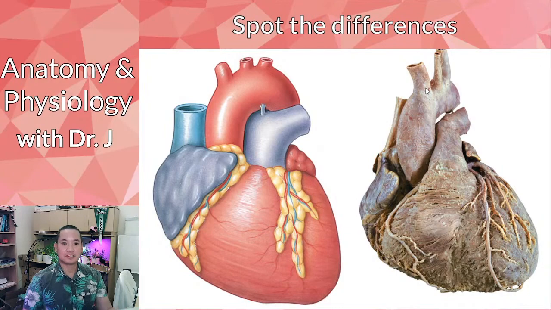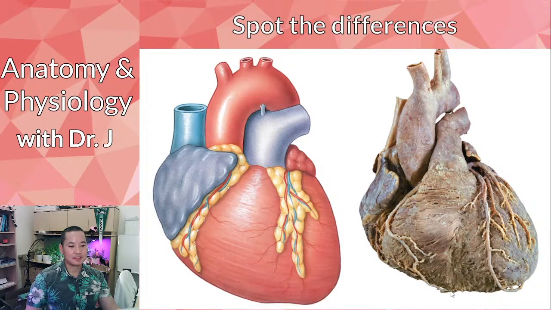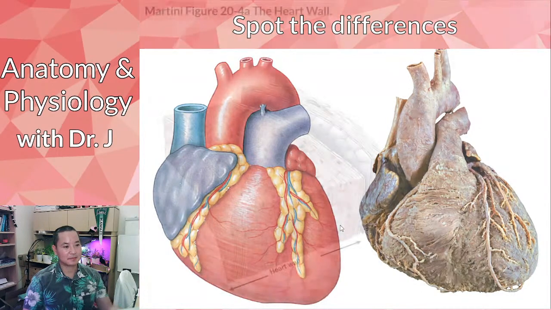Okay, one's a drawing, one's real. Two is that you have the major big vessels here and the major landmarks. But one thing you don't see in this cadaver heart is this yellow, off-white corn looking stuff, right? And that is adipose.